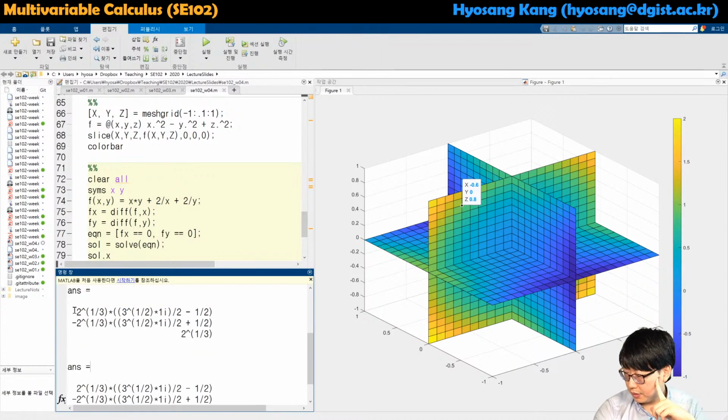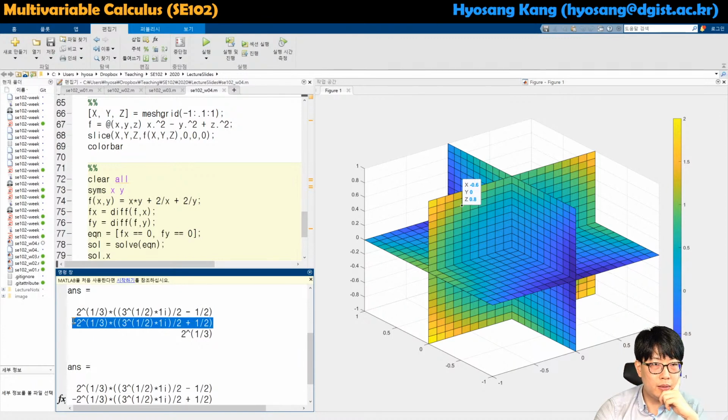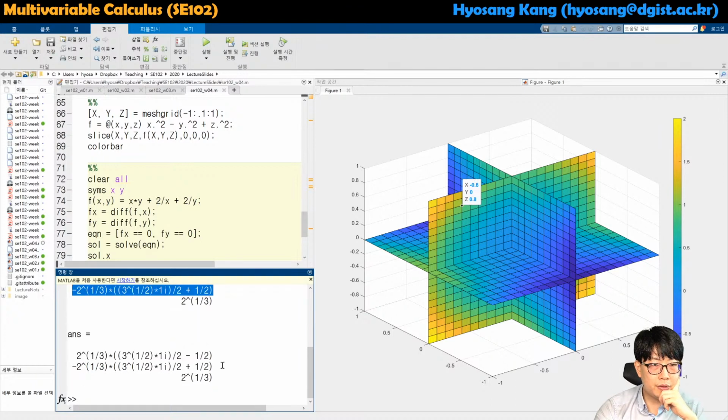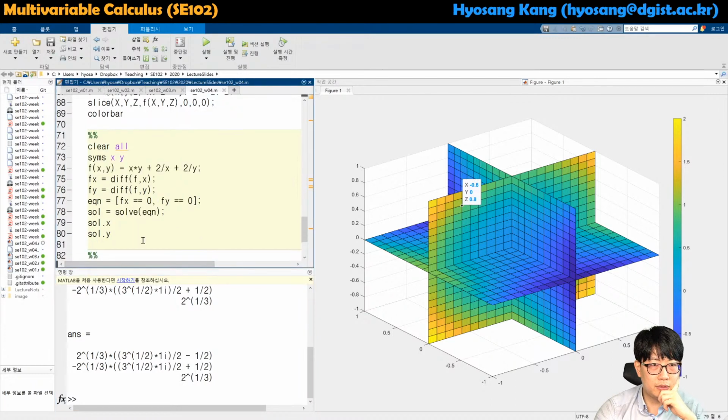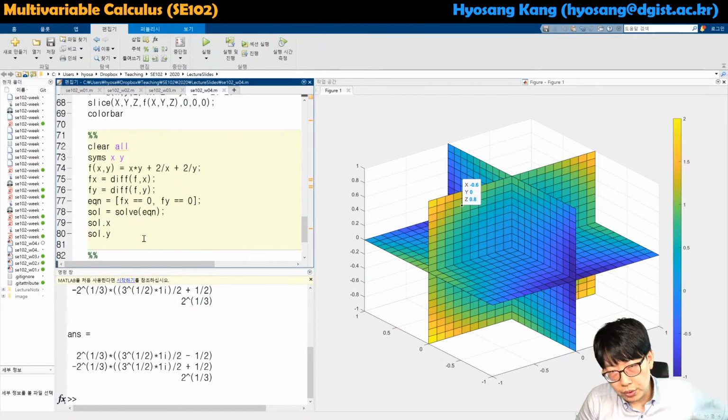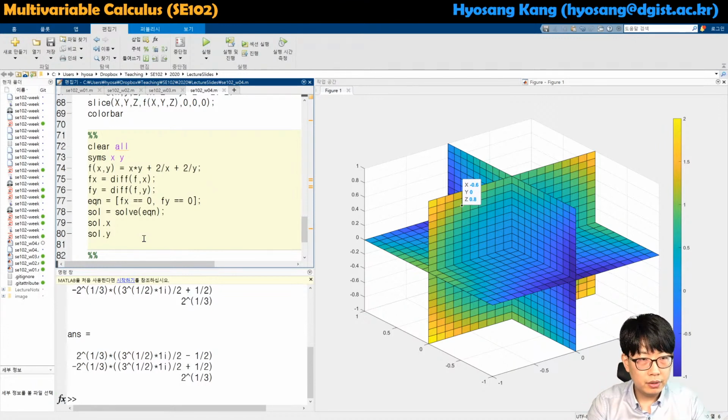It seems like we have two complex numbers which satisfy these two equations. We don't need complex numbers. We only want the real numbers. So we have the third root of 2 as x and y as the critical point. So we have one critical point in the xy plane. You can classify it using the Hessian, and you can do something similar for the second problem.